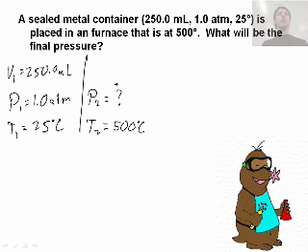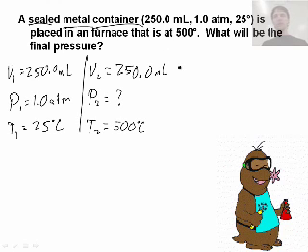Question mark. Now wait, what about my volume? What's my V2? It didn't give that to me. And I'm looking for P2, so I can't look for two variables. Oh, it's a sealed metal container. Metal containers don't change volume, so the volume didn't change. Think of an aerosol can. You throw that in the fire, the volume's not going to change. Now, it's probably not a good idea to throw it in the fire, because it'll explode in your face. So the volume is 250 milliliters, both times, V1 and V2.